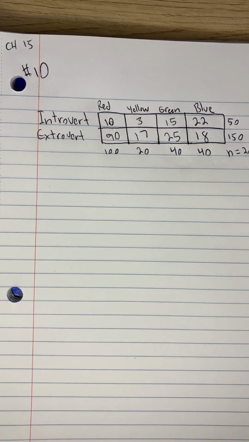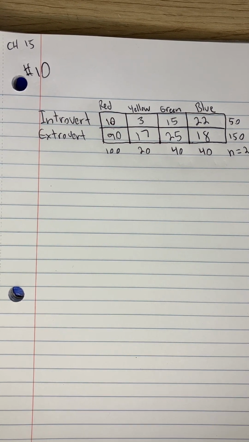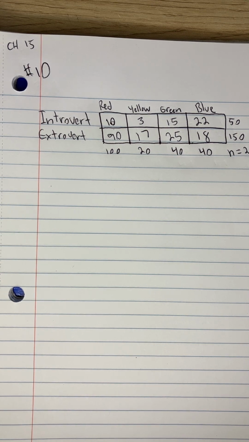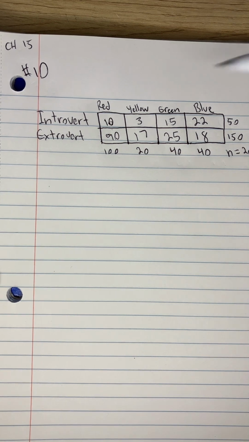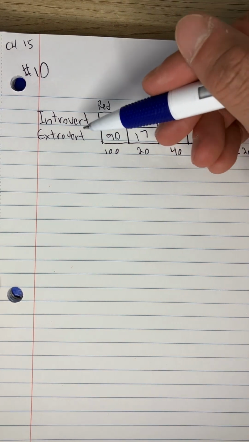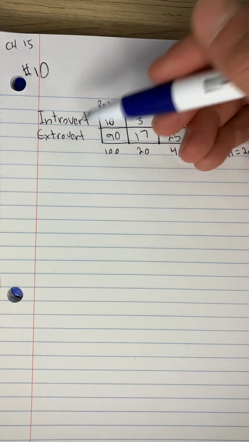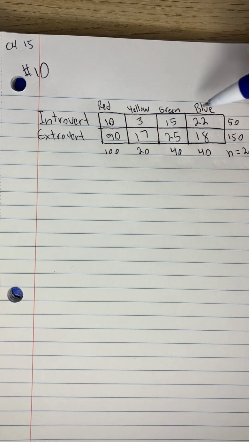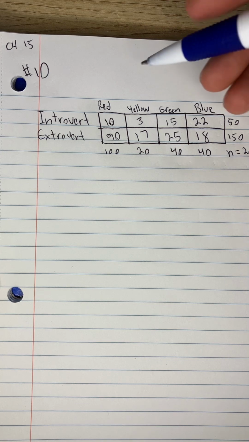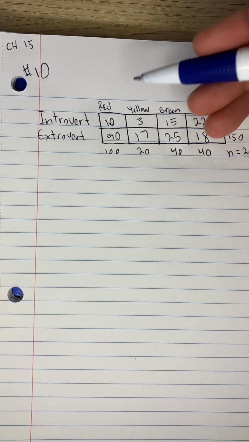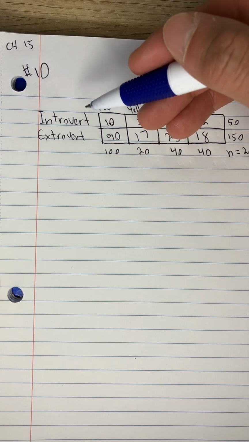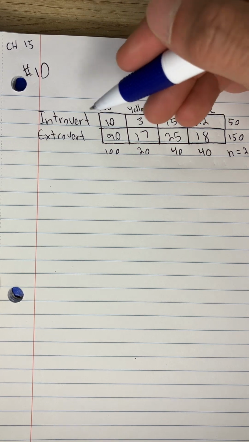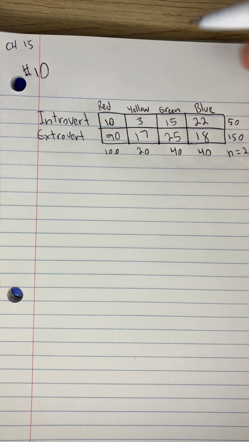This is chapter 15, number 10. We are asked to test whether there's a significant relationship between the two variables. On the left, we have personality type, introvert and extrovert. And on top, we have color preference: red, yellow, green, or blue. So we're trying to figure out whether knowing something about whether somebody is introverted or extroverted can tell you something about their color preference.